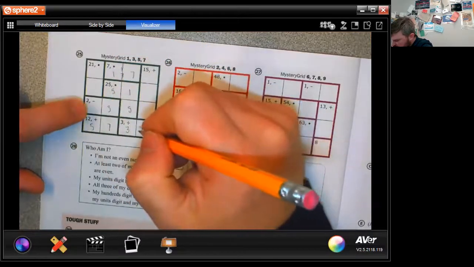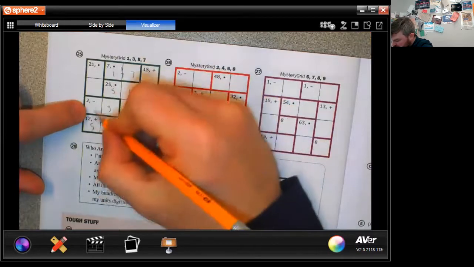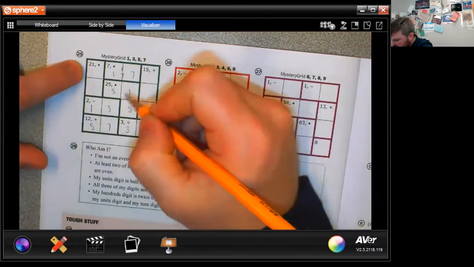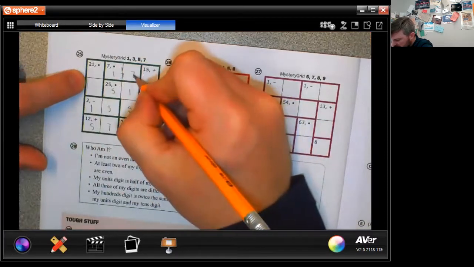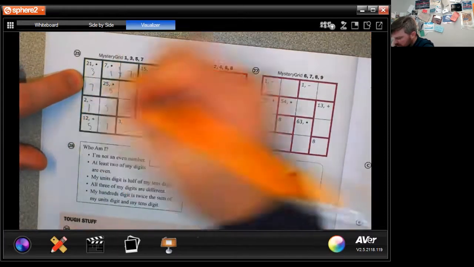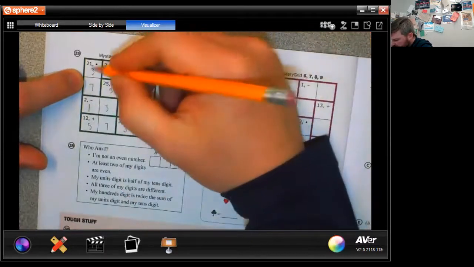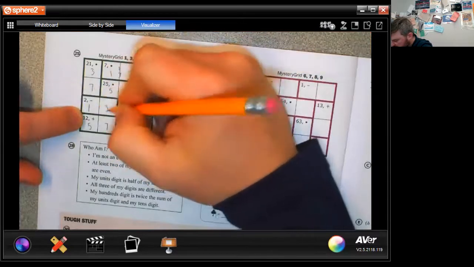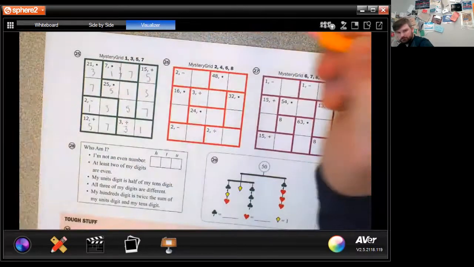So that could be still, well, it can't be a 5. So this must be a 1. Multiply to get 21. That's 3 and 7. There's already a 7 here. So 3, 7. And then 1, 3, 5, 7.